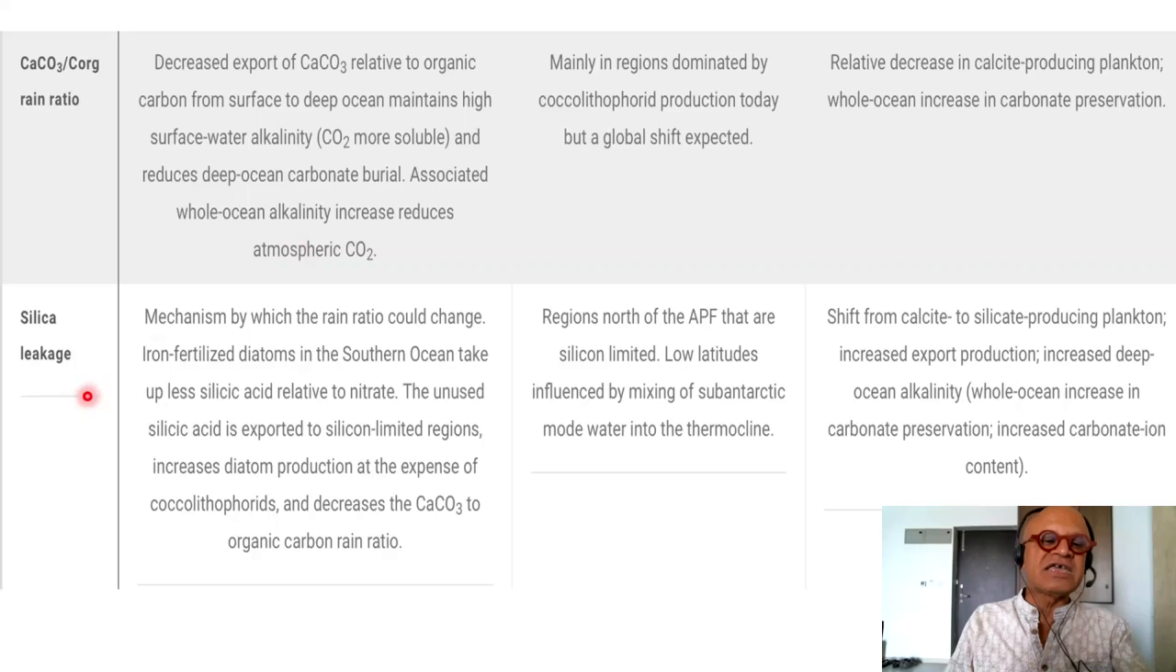And then there is the silica leakage hypothesis, where the diatoms in the Southern Ocean use less silicic acid relative to nitrate, so the excess silicic acid is exported to regions where it is needed, driving production and decreasing the calcium carbonate to organic carbon rain ratio. There are also ideas based on changes in sea level during glaciation, exposing more shelf areas, phosphorus availability, increased production, and so on.